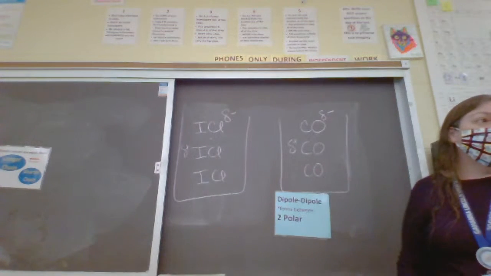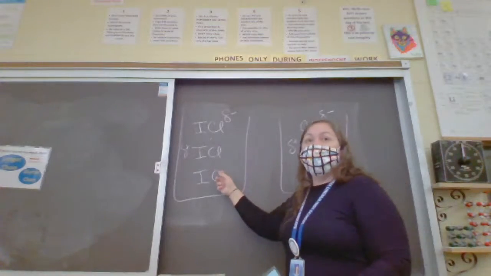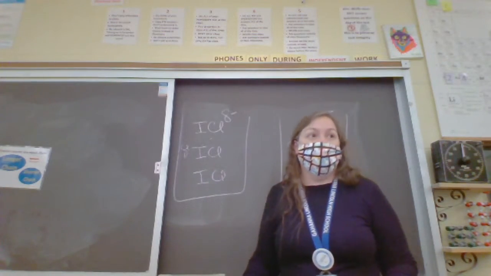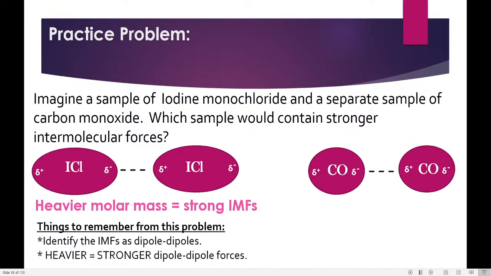Can you tell me which one has the heavier mass? This one? And so it has the stronger forces? Awesome. Yep. So we're going to say the heavier mass is the stronger forces, and that would be ICl. And I'm just giving you an illustration here to show you why. Smaller mass means smaller molecule, and their dipoles within a single molecule actually interfere with each other.